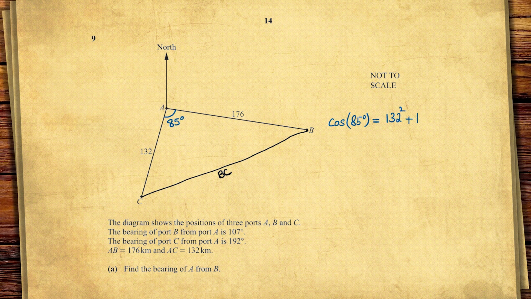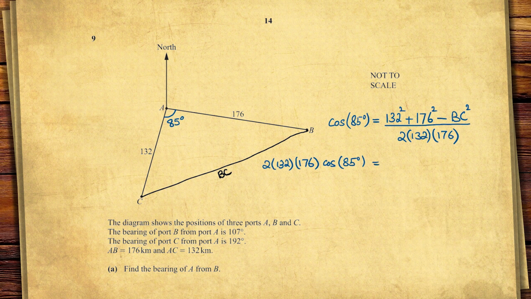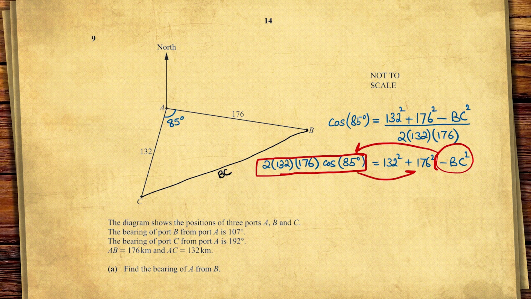So 132 squared plus 176 squared. And then we need to subtract the square of the side that is opposite to the angle. And that would be minus BC squared. Divided by 2 times the adjacent sides, that are the sides to the right and to the left of the angle, 132 and 176. Now we can move this denominator to the other side of the equation, and we'll get 2 times 132 times 176 times cos of 85 is equal to the right hand side. Now to calculate BC, we will move minus BC squared to the left side of the equation to get positive BC squared, and we will move this entire term to the right hand side.